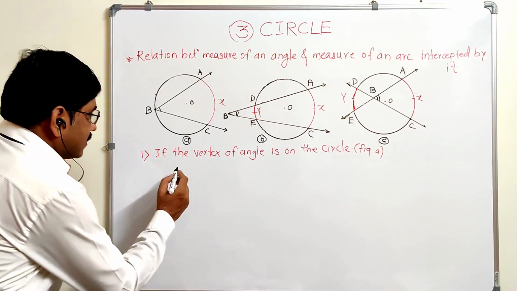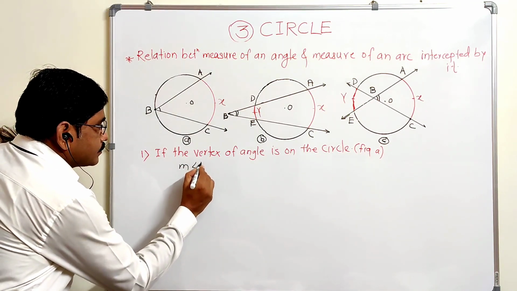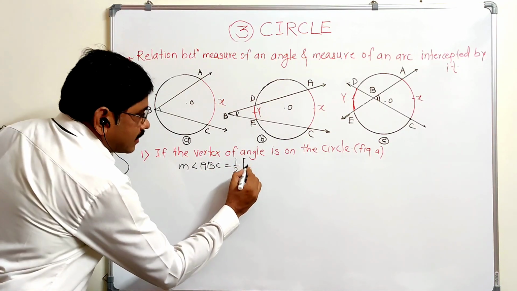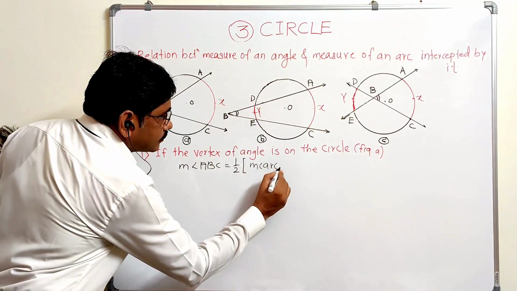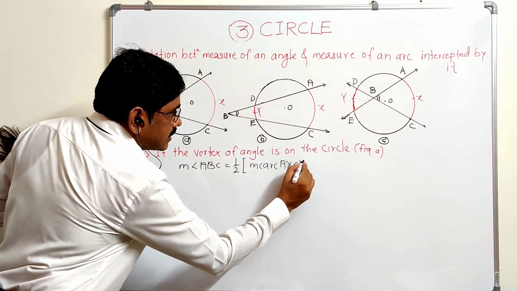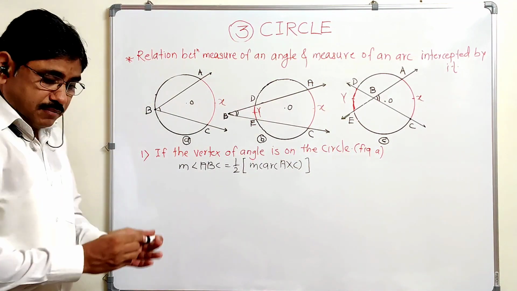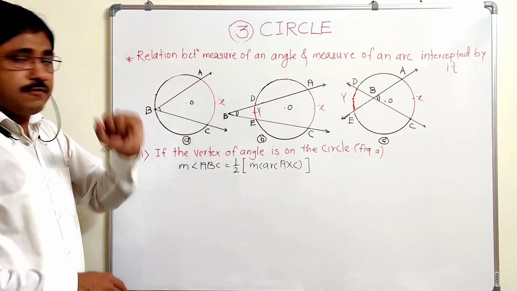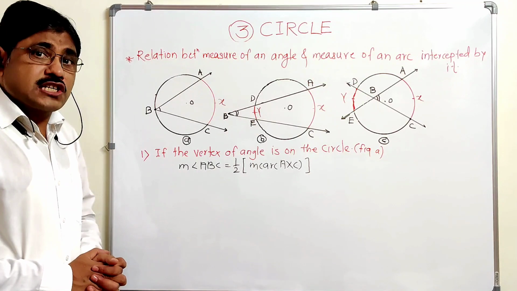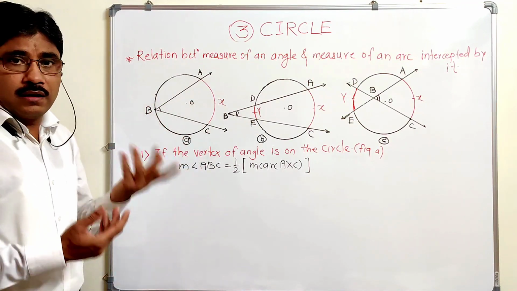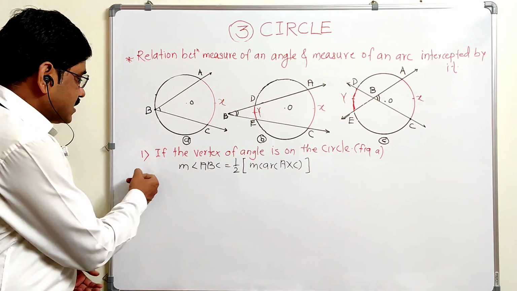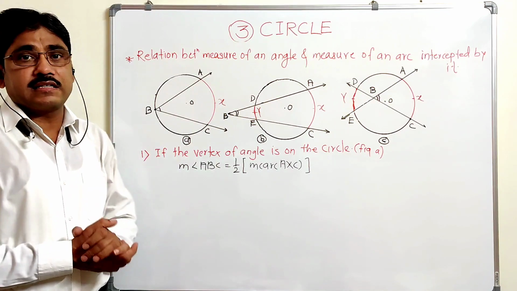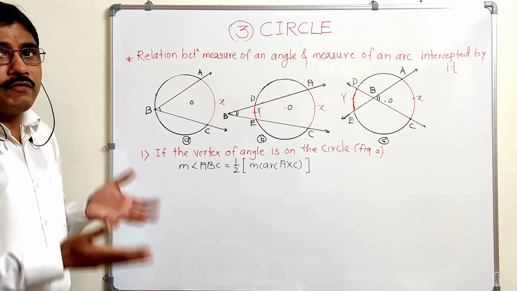So here we can write: measure of angle ABC equals half into measure of arc AXC. So this is the first relation. If the vertex is on the circle and the measure of arc AXC is given, suppose it is 60 degrees, then find the measure of angle ABC. We can use this relation: measure of angle ABC is equal to half of the measure of arc AXC, so it is 30 degrees. In this way we can use this relation.